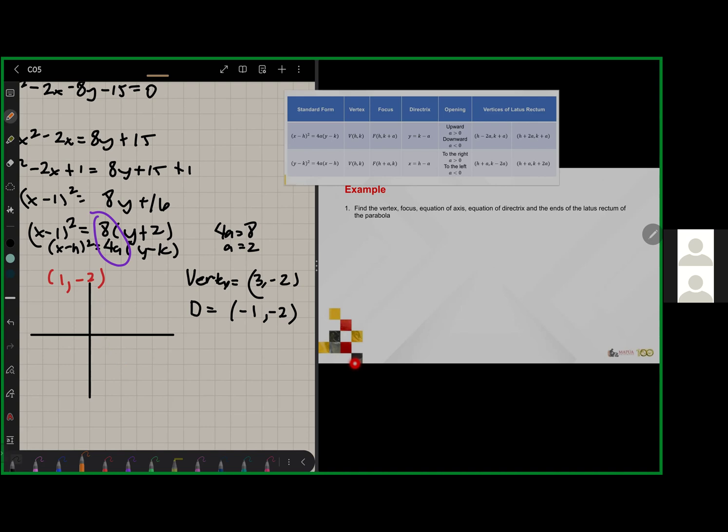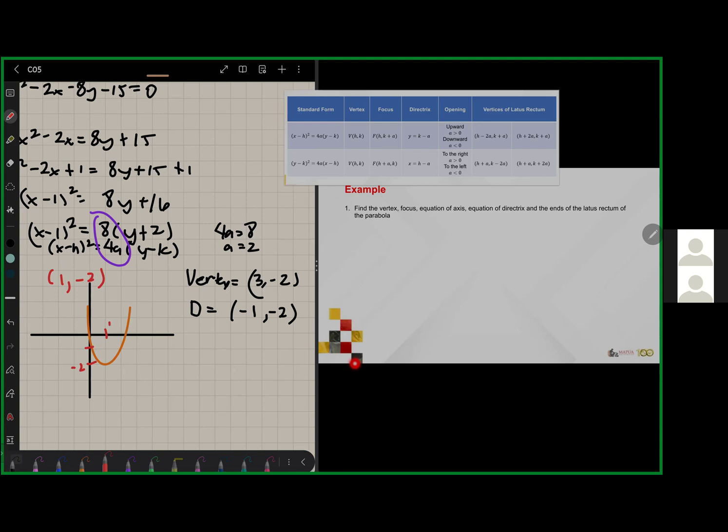1 comma negative 2. So 1 comma negative 2. There. So here is our 1. Here is our 1 and this is our negative 2. And I think that would fix it.